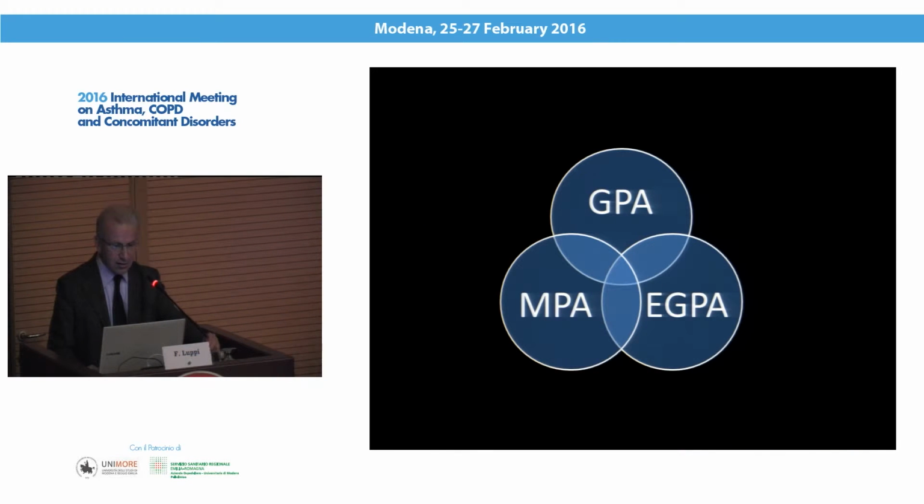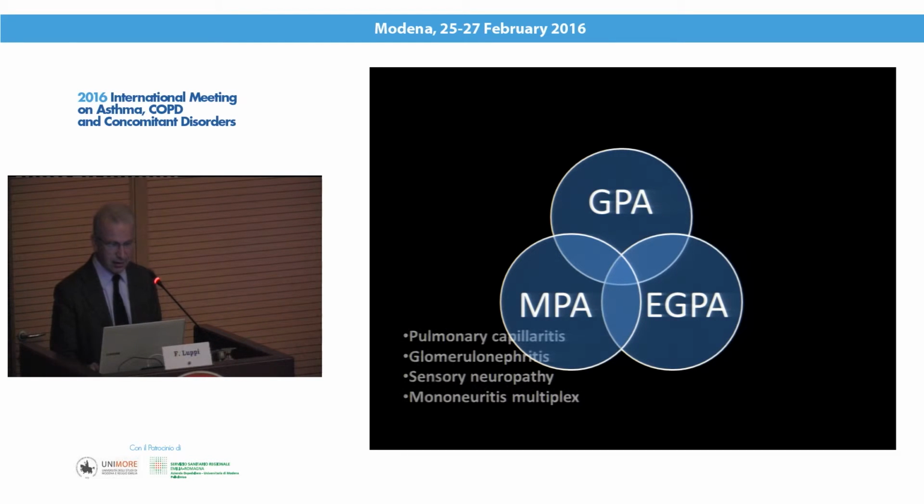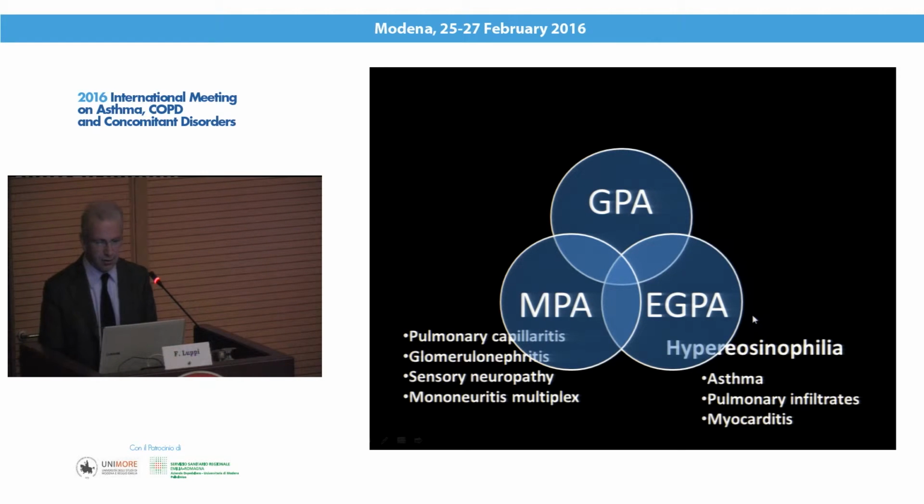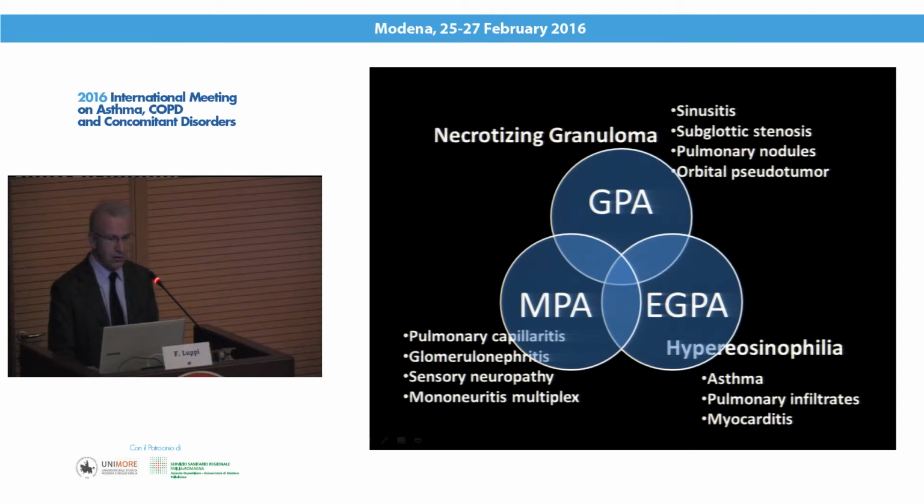Clinically, these diseases have a certain overlap, but certainly also typical characteristics. In microscopic polyangiitis, we have glomerulonephritis, sensory neuropathy, mononeuritis multiplex. In eosinophilic granulomatosis with polyangiitis, hypereosinophilia is a characteristic feature, with myocarditis. And in granulomatosis with polyangiitis, we have necrotizing granuloma with orbital pseudotumor, subglottic stenosis, and sinusitis.